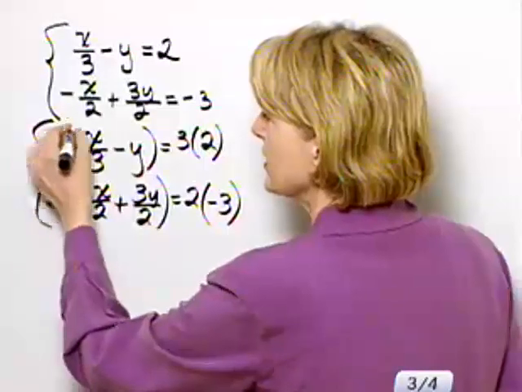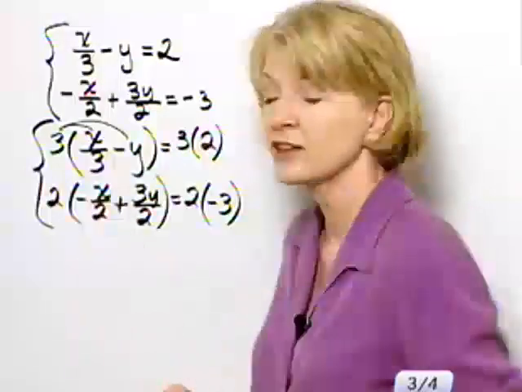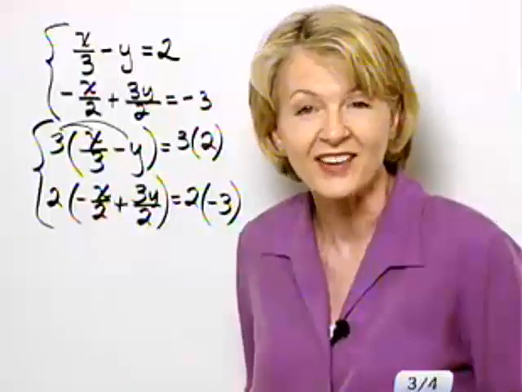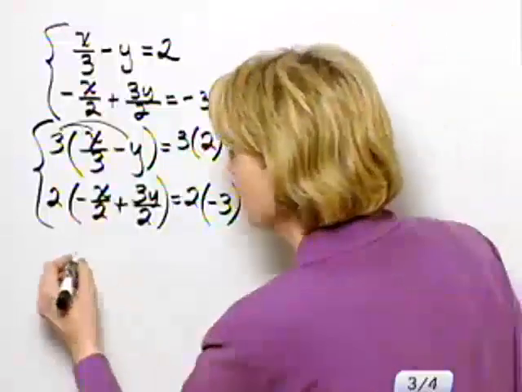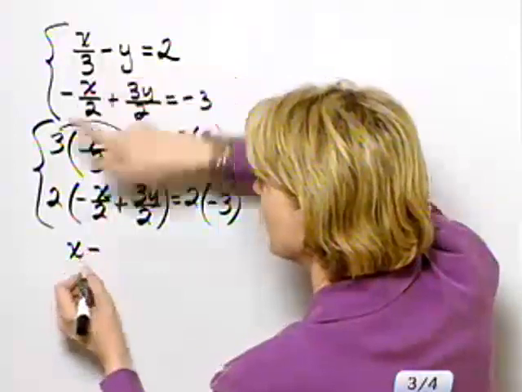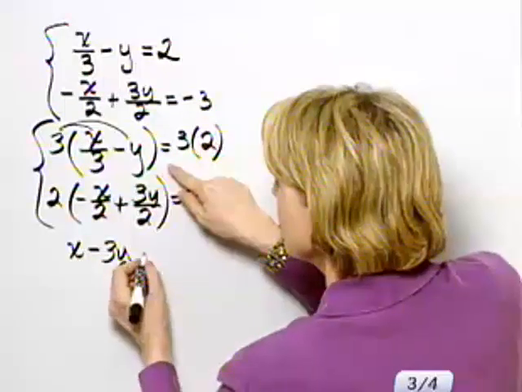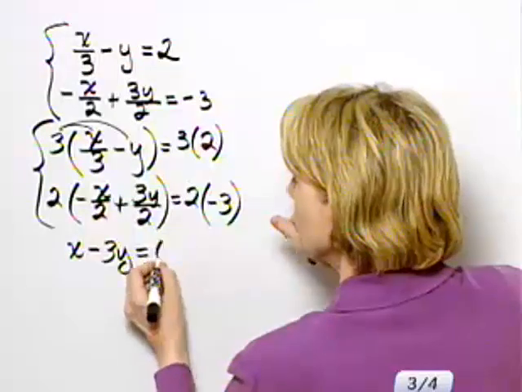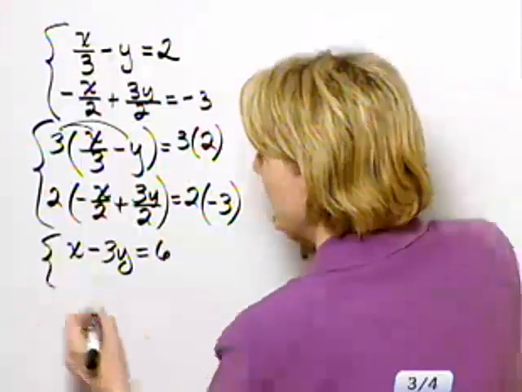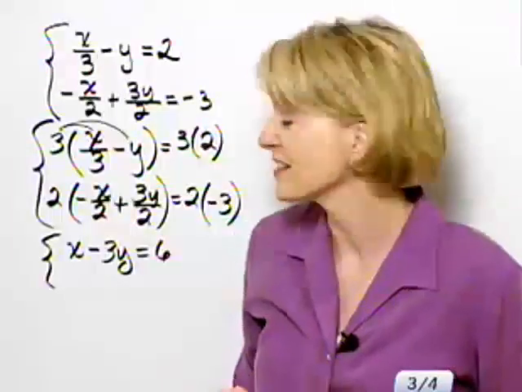So let's go ahead and use the distributive property and multiply. Here, 3 times x over 3, the 3's divide out, and I just have 1x or simply x. I'm working on this first equation, minus 3 times y is 3y is equal to 3 times 2 or 6. And that certainly looks much nicer as a first equation in the system.